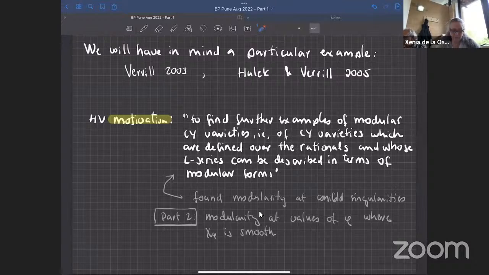But all the other examples that they have are not connected to rigid Calabi-Yau manifolds, but they still found modularity. So what we are going to see is that we have, in fact, found a case of a Hulek-Verrill manifold in this family of manifolds that is modular for values of phi where the variety is smooth. So there are no singularities there.